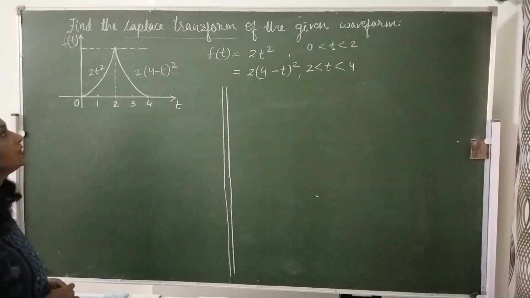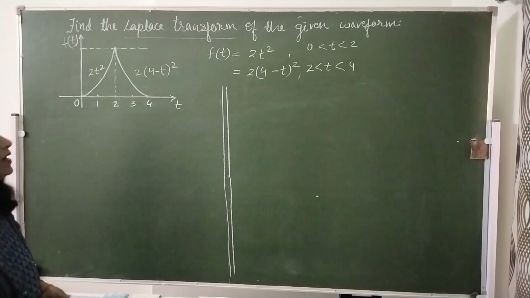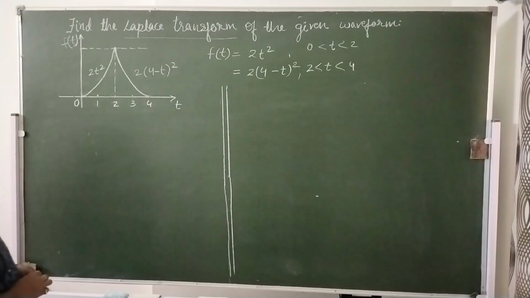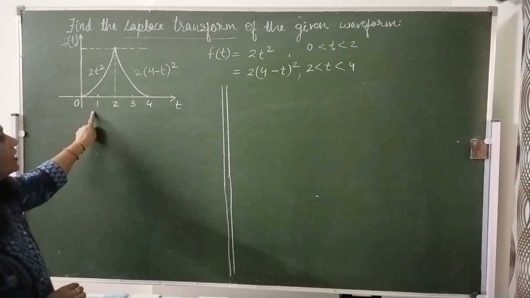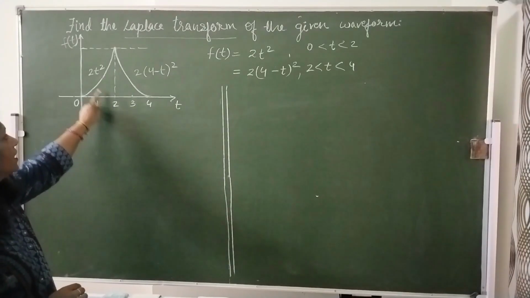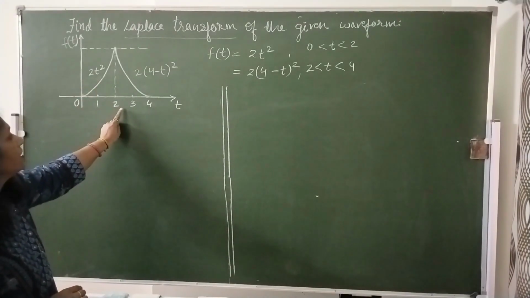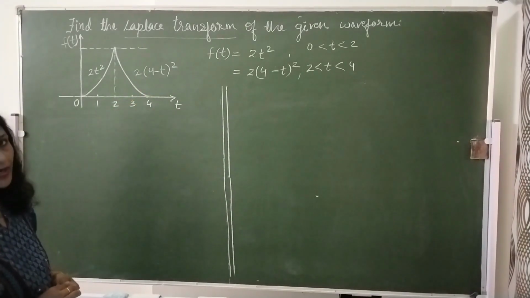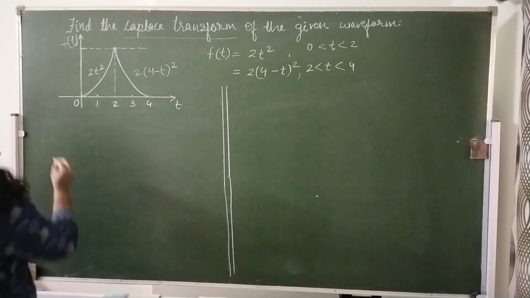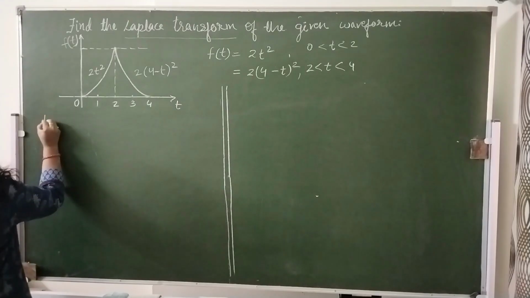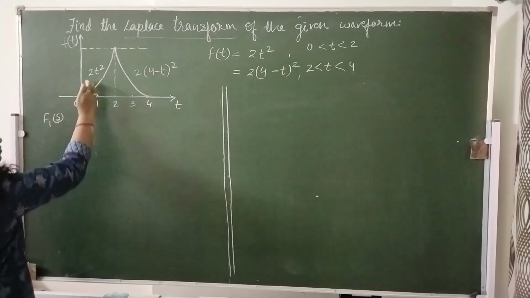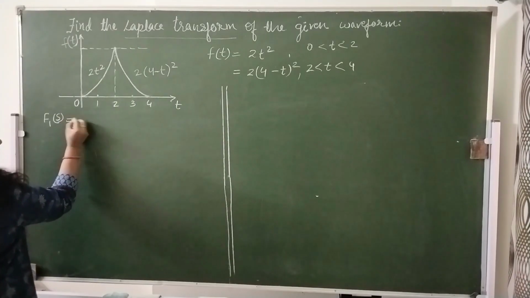Hello students, in this video we will find the Laplace transform of this given waveform. This waveform is defined for duration 0 to 2 as 2t square and for duration 2 to 4 as 2(4 minus t) whole square. So to find this we will apply the Laplace transform formula for both the functions separately.